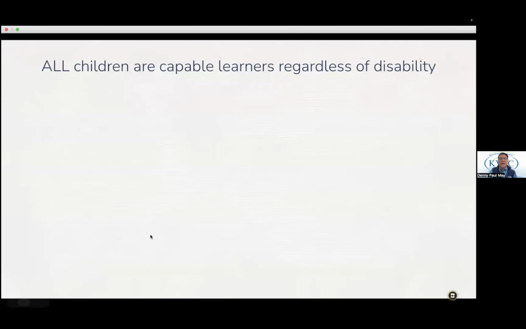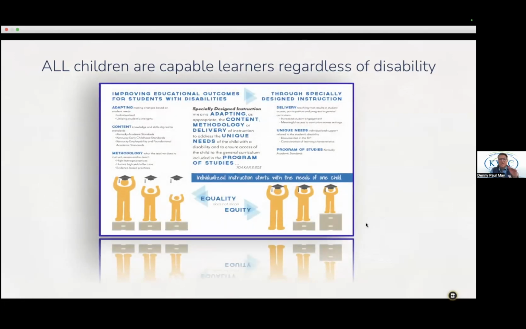So all children are capable learners regardless of disability. We have to start with that belief, okay? We have to start with that belief. And this has circulated quite a bit in the last few years. This was a one-pager slide that gives you some attention to what specially designed instruction is. And this was done by KDE a few years back.